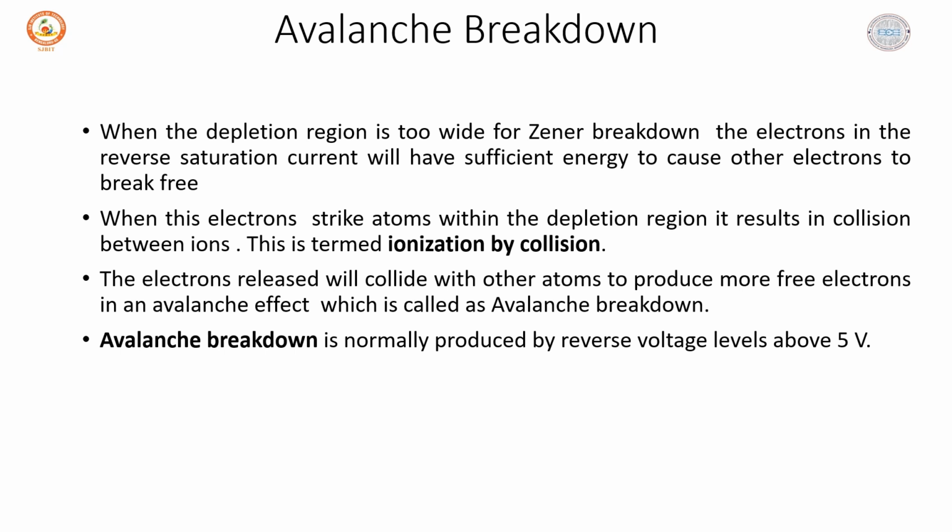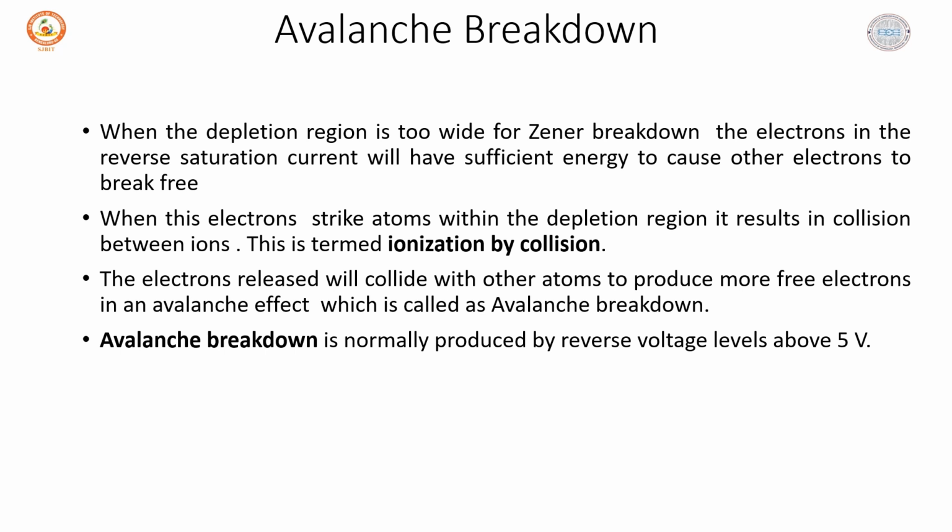So coming to the second type of breakdown, which is called the avalanche breakdown. When the depletion region is too wide for a zener breakdown, the electrons in the reverse saturation current will have sufficient energy which causes other electrons to break free. So whenever these electrons strike the atoms within the depletion region, it will result in a collision between the ions, which is termed ionization by collision. At this point, the electrons released will collide with other atoms to produce more free electrons in an avalanche effect, which is called avalanche breakdown.